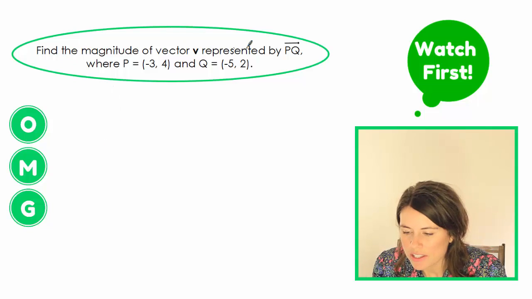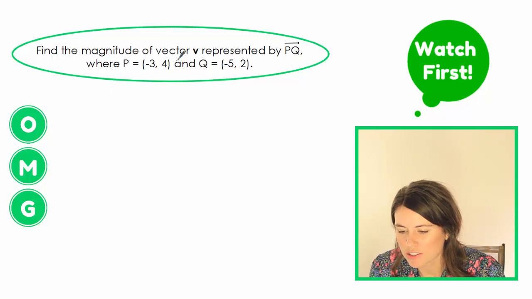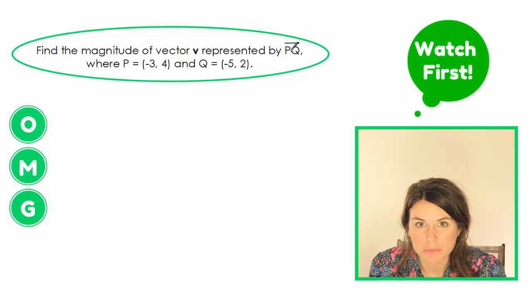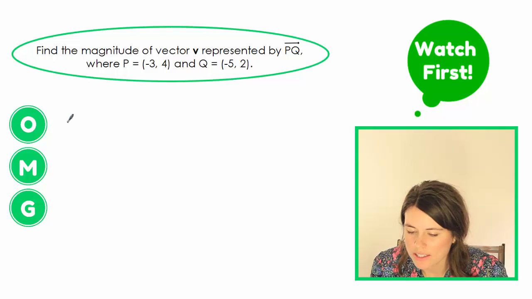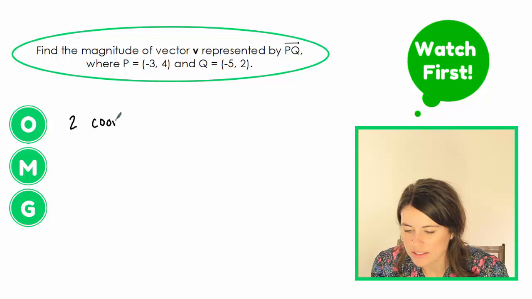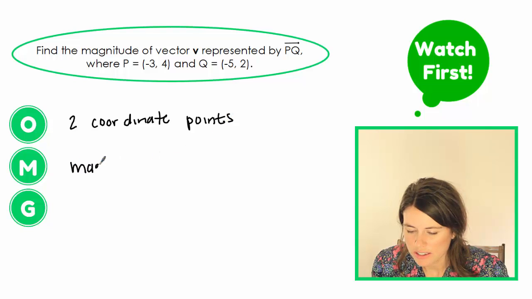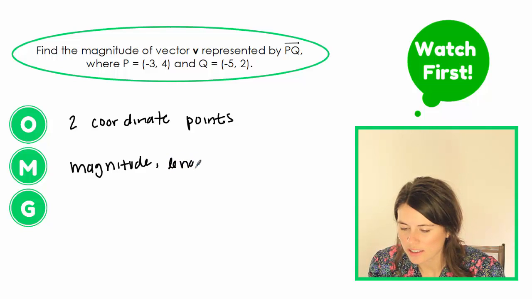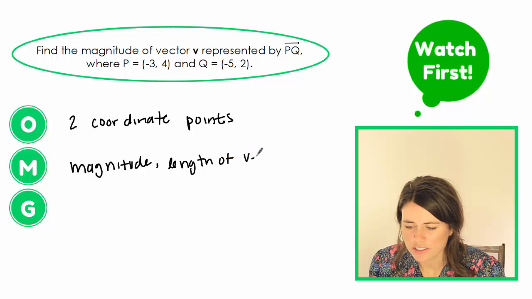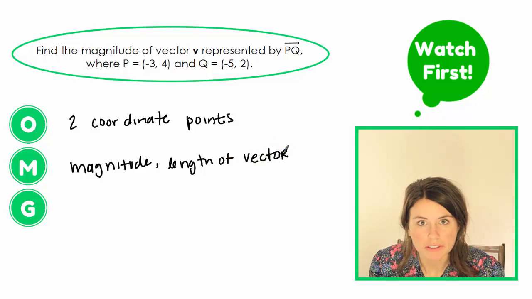So when we're given this vector here, it says to find the magnitude of vector v represented by PQ. It gives us P and it gives us Q. So the first thing I'm going to observe in this problem is that I'm given two coordinate points. I'm given P and Q. And then my mission is to find the magnitude. Another way of saying magnitude is your distance or the length of the vector. So we'll say length of vector. That's just going to help us remember the purpose of this.